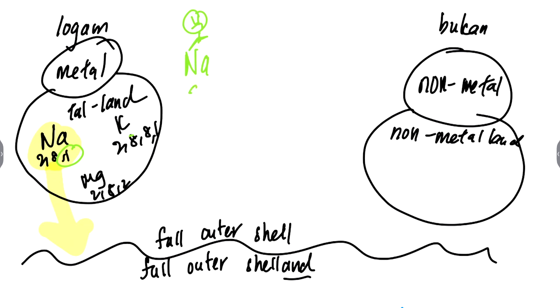Leaves full outer shell end. Leaves metal end. Non-metal, chlorine 2,8,7. Fluorine 2,7. Nitrogen 2,5. Chlorine has one more electron. It needs one more electron, 2,8,7. It asks its friends, please, can you give me one? They all say no. So chlorine also very sad.